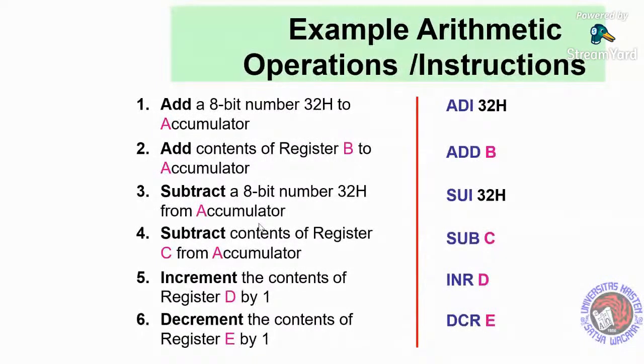Number two, add the content of register B to the accumulator. You can do ADD B. Subtract the 8-bit number 32 hexa from the accumulator: you can do SUI 32 hexa. Then subtract the content of register C from the accumulator: you can do SUB C in the instruction. Increment by one of register E, you do INR E, and INR D. Decrement is DCR E.